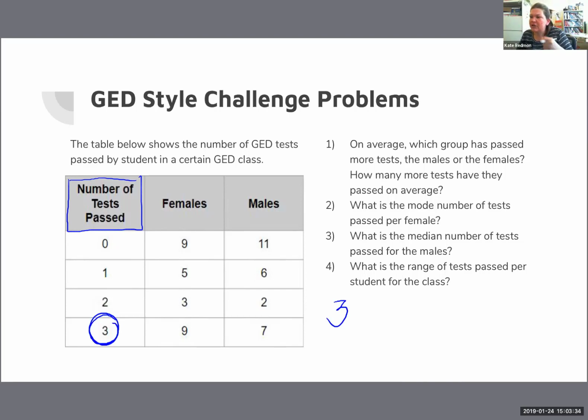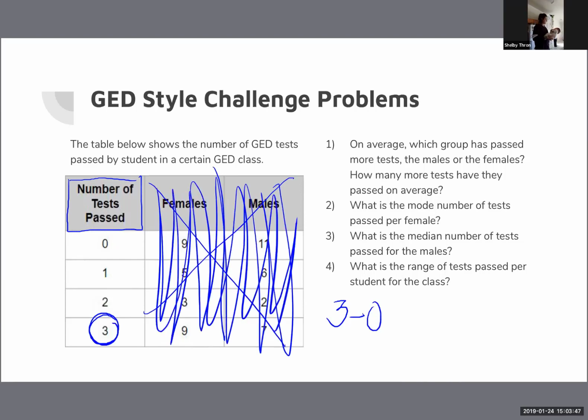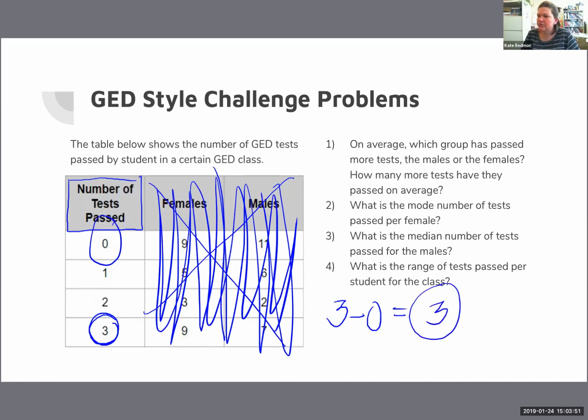So then what is my lowest number of tests passed? 0. 0, exactly. When I'm doing the range, all I care about is the data. I don't care about frequency. It doesn't apply to range. So there's my 3 and there's my 0. 3 minus 0, of course, is 3. That's a really simple range. Can you see how understanding a frequency table will make it easier to remember where to look? Because, yeah, it's not a list of numbers. That's not what a frequency table is. So it can't be treated like a list of numbers.